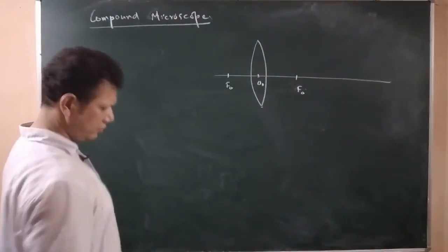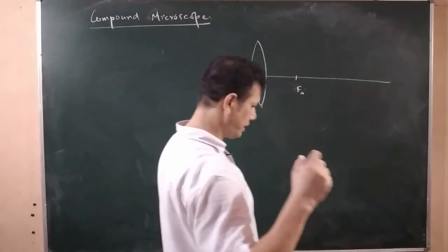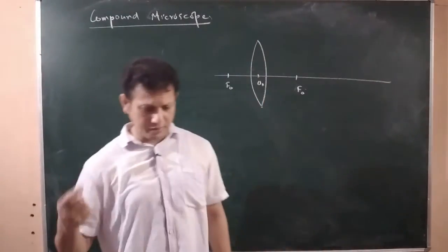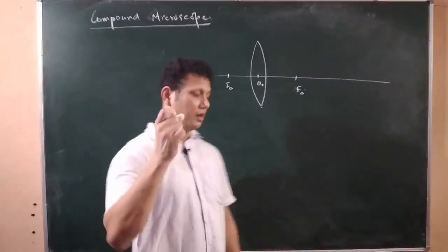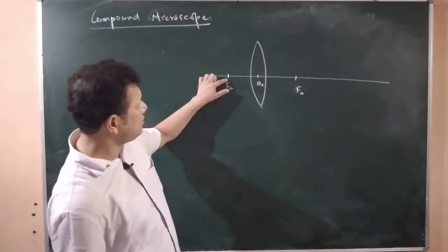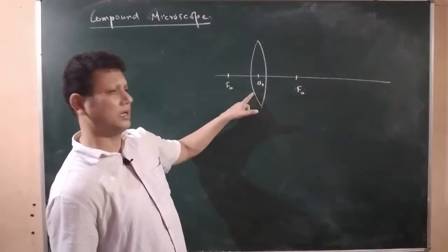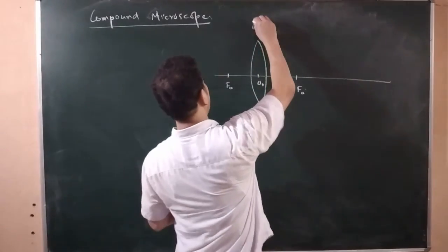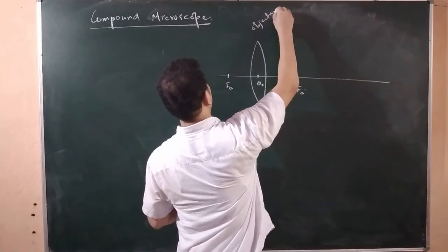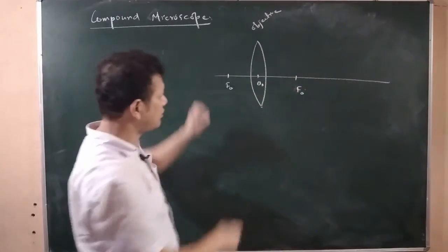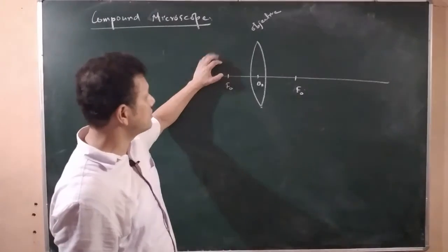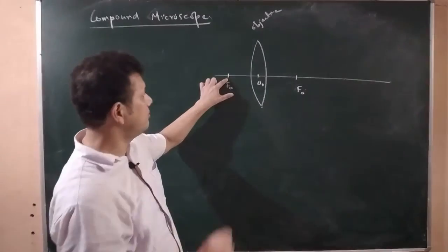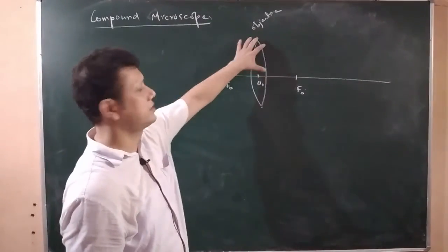Now what you have to do, you just enlarge the image of the object. The object whose image has to be magnified is put just beyond the focus of this lens. This lens is called the objective, why? Because this lens will be placed close to the object. The object should be placed just away from the focus of the objective lens.